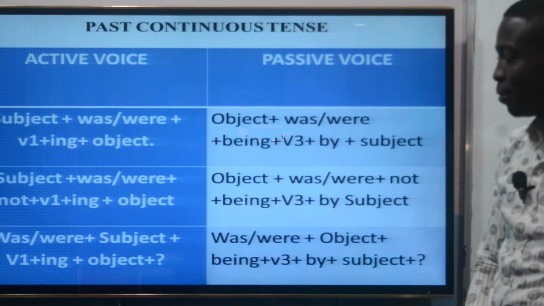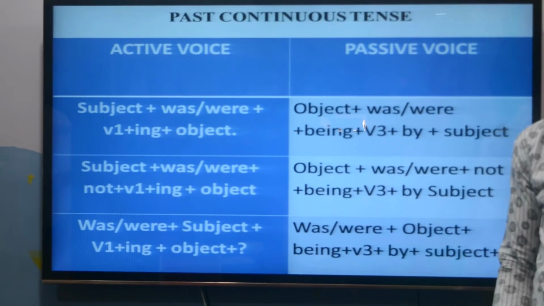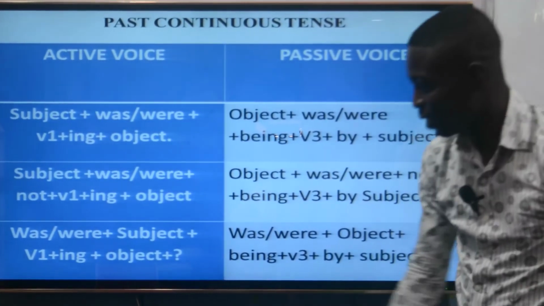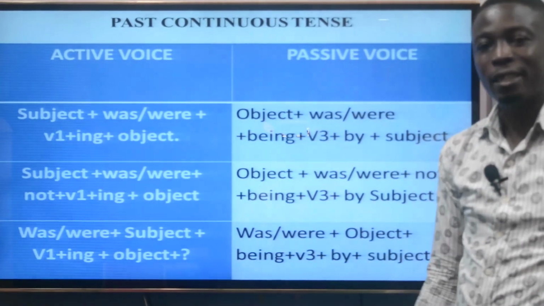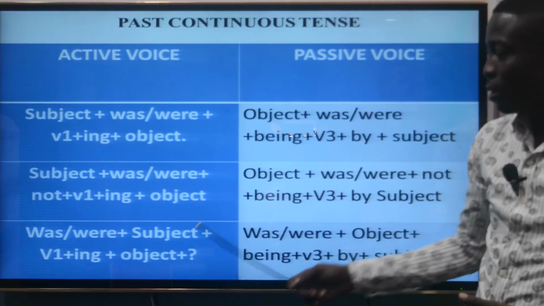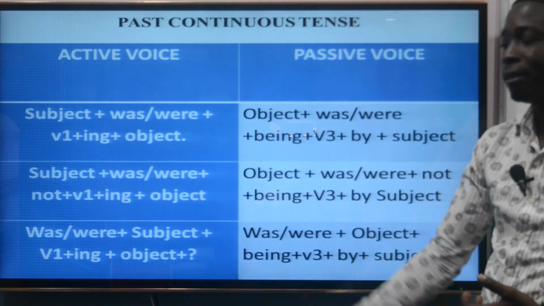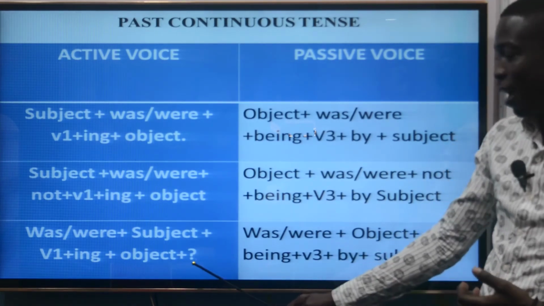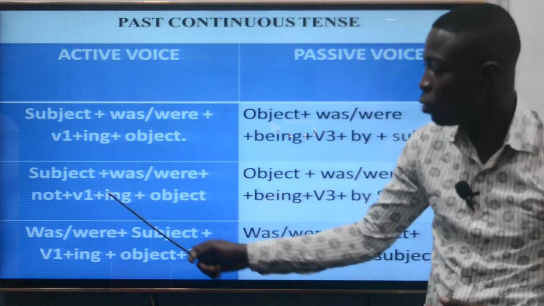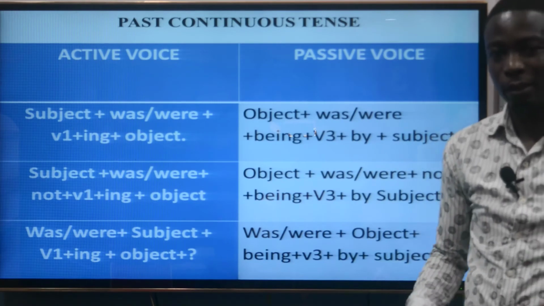All right. So the last but not the least, that is the interrogative statement in the past continuous tense form. We have was or were beginning the statement plus subject plus the ing form of V1 and then object and then your question mark. Here we are using the ing form of V1 because it is continuous tense.